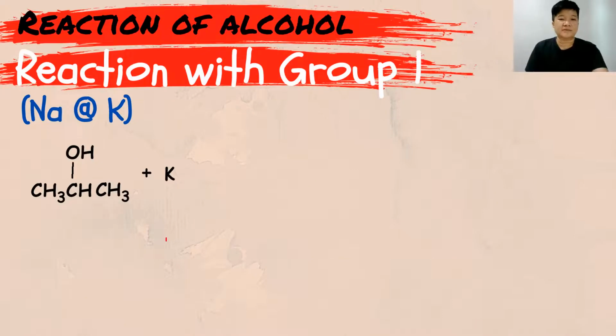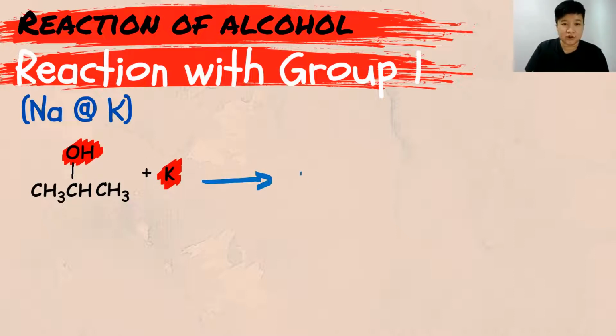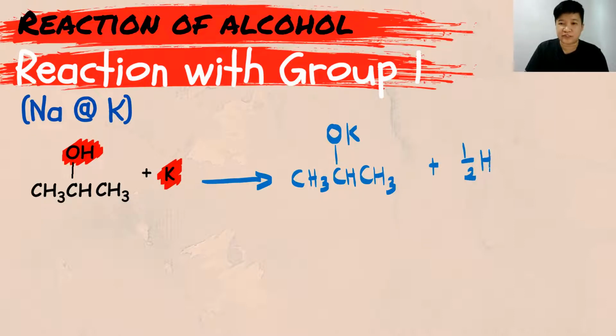Next, let's look at some examples. Over here, you have your alcohol and you have your group 1 metal. Everything in the alcohol shall remain unchanged, and the OH loses the hydrogen, which is substituted by the potassium, forming half a mole of hydrogen gas. That's it. The hydrogen is removed, the K substitutes the hydrogen, and hydrogen gas is produced.